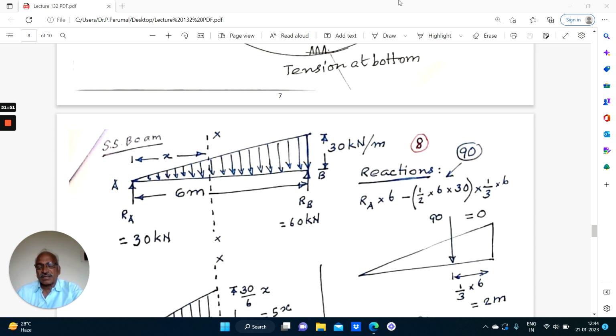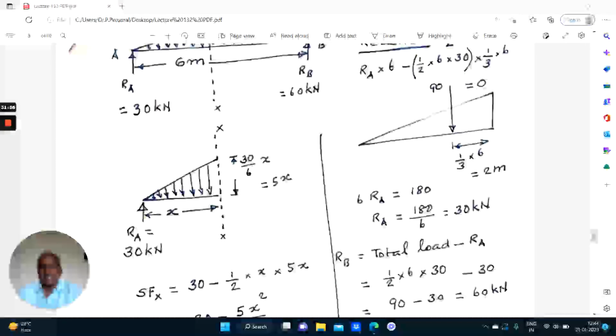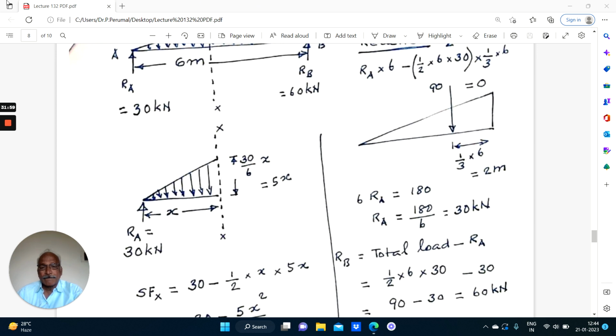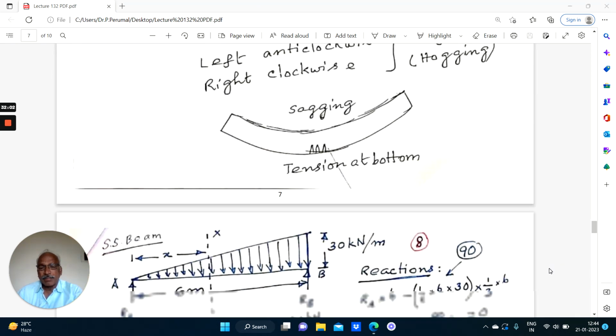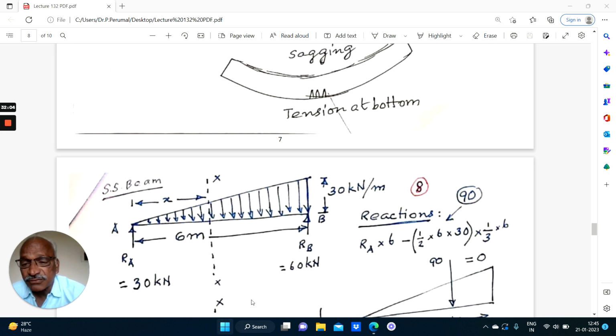So here the span of the beam is 6 meters, subjected to a uniformly varying load, varying from 0 at the left support to 30 kilonewton per meter at the right support. Sometimes a trapezium will also be given, varying from 20 kilonewton per meter at the left end to 40 kilonewton per meter at the right end. There we have to consider the load as two parts, one rectangle and one triangle, or two triangles. So like that you have to take, right?